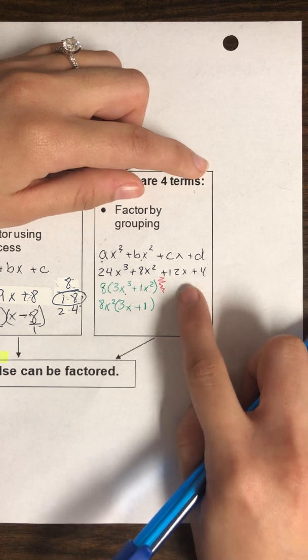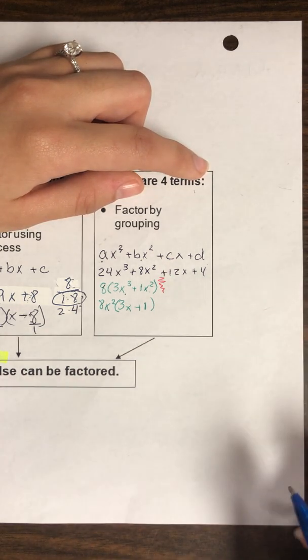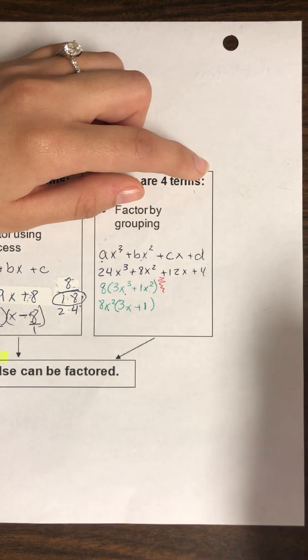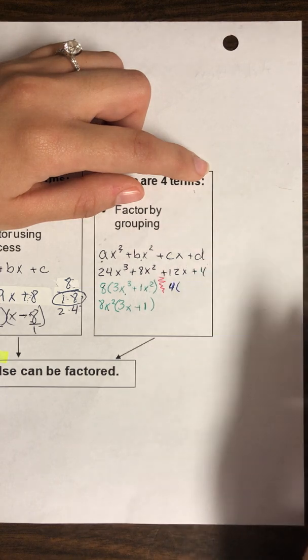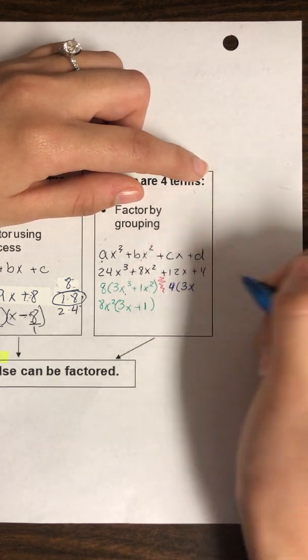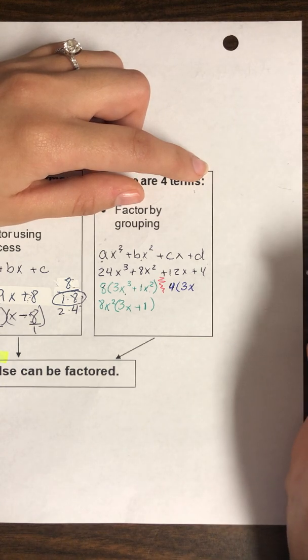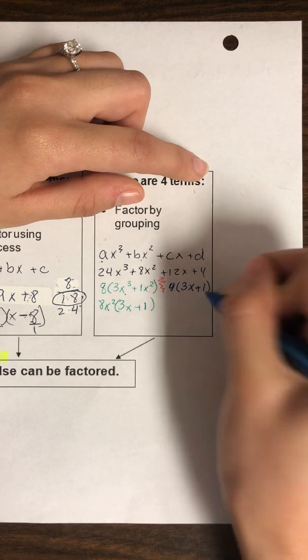On the right side, what can I factor out? What can I pull out that they both have in common? What are they both divisible by? 4. So I'm going to pull out a 4. 12 divided by 4 is 3. Didn't mess with that x, so I leave it alone. 4 divided by 4 is 1.